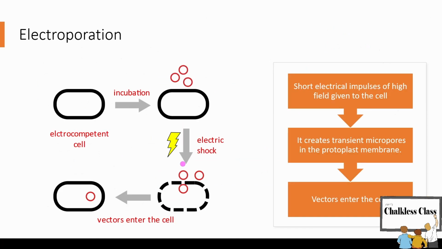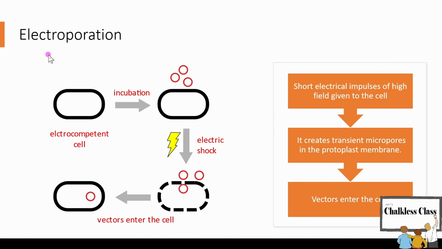Electroporation. In this method, short electrical impulses are given to the cell. This is the cell. To this cell, electric shocks are given. Because of the electric shocks, micropores will form in the membrane. Through these micropores, rDNA enters into the cell, or the vector enters into the cell.